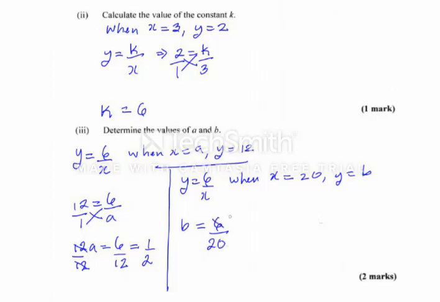2 into this is 3. 2 into this is 10. Therefore, b would be equal to 3 over 10. All right. So a is equal to a half, and b is equal to 3 over 10.